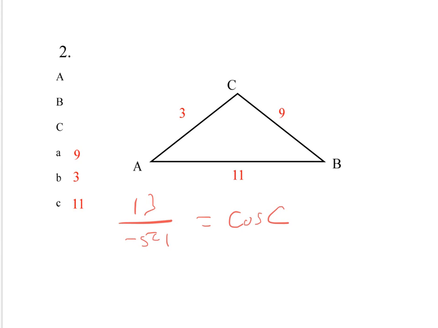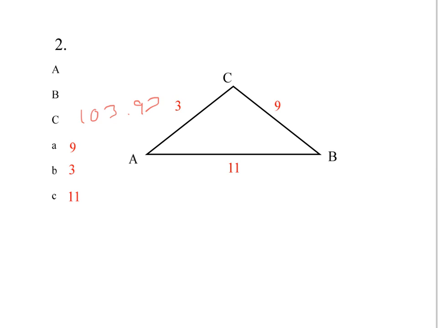Well, 13 divided by negative 54 is negative 0.24074, which is equal to cosine C. Whip out your magic graphing utilities and let's do an arc cosine of negative 0.24074. So we're going to do second cosine, negative 0.24074. And we get an answer of 103.93. So that means that angle C is 103.93.